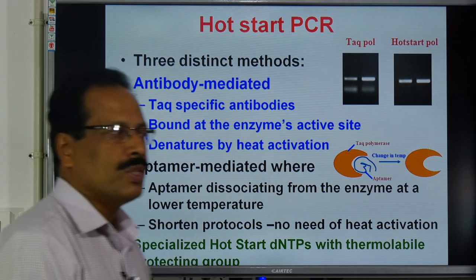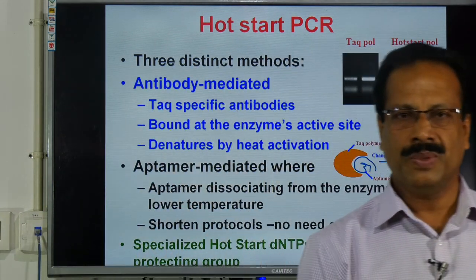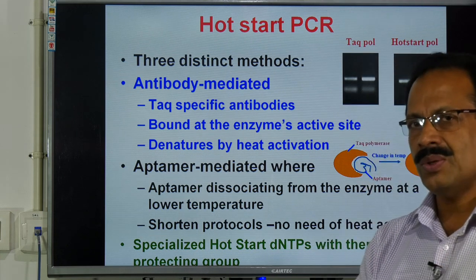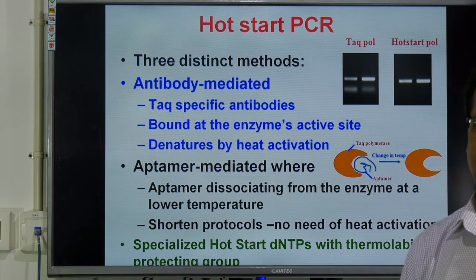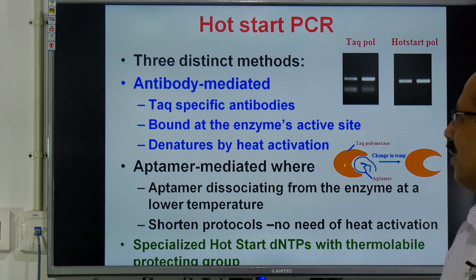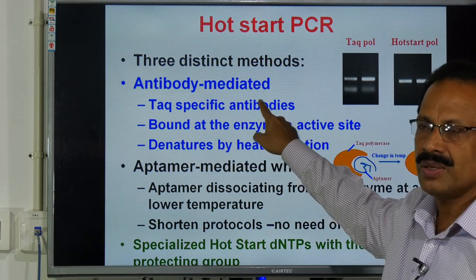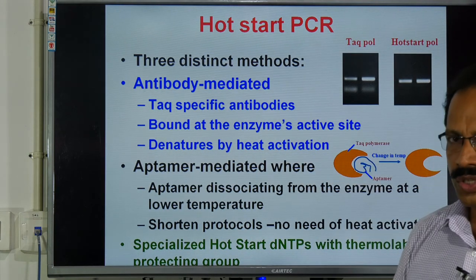Then you can also use specialized hot start dNTPs. You attach certain things to the dNTP, so that the dNTP cannot attach to the DNA template. So that is the third method. Normally we get hot start with this. So this is cheaper, and you can easily use it in normal laboratory conditions.